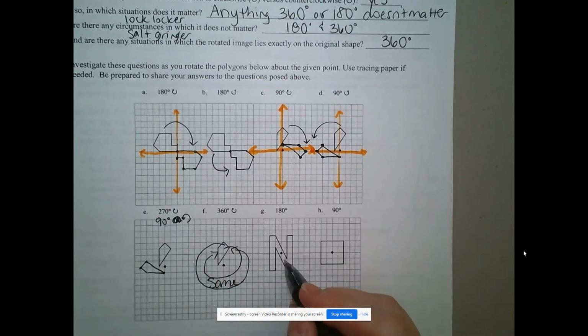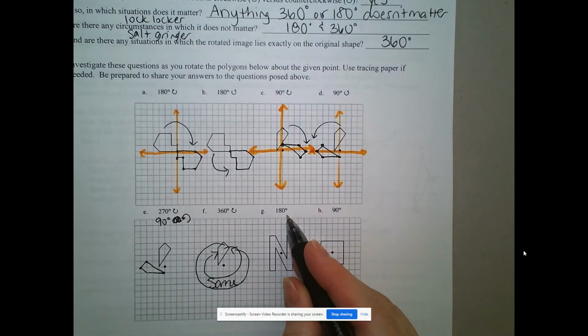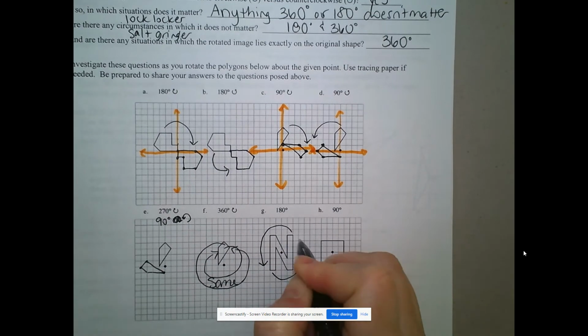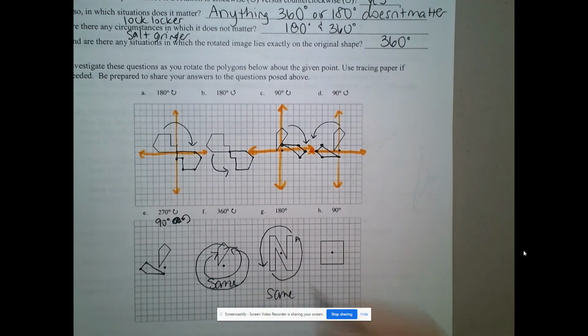The letter N, you will notice that it is symmetrical, that this one is pointing down on the left and this one is pointing up on the right. So if you do a 180-degree rotation, this one ends up down here, this one ends up back up here, and you would get the same design as you started with.